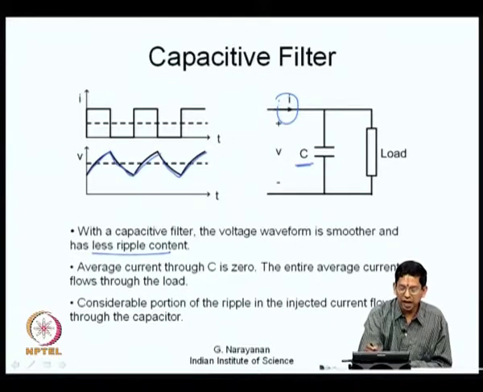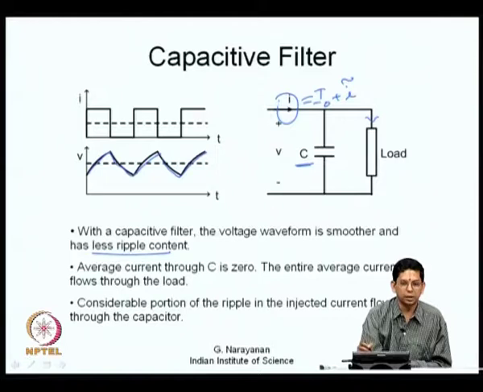Now, whatever is the average component of this current I, nothing of it flows through the capacitance C. The capacitance takes only the ripple; average current can't flow through it. So, at steady state, the entire average component of this current flows through the load. That is, I can divide this current as I naught plus I ripple, and the entire I naught flows through the load, and a good part of this I ripple flows through the capacitive element. So, the ripple current that flows through the load is much reduced, and your waveform quality is much better than what it used to be.